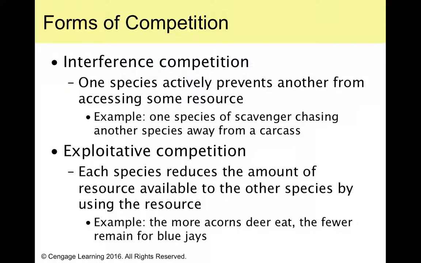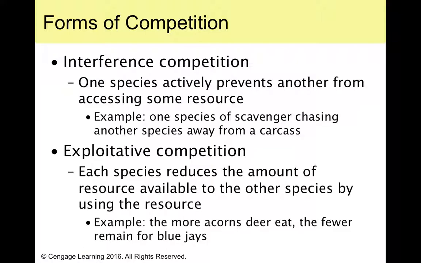Your book has a really cool picture of three scavengers on a carcass. There's an eagle, there's a fox, and there's a magpie flying by. The fox tries to run in for the carcass, and the eagle is actively attacking it with its claws, and it chases the fox away. So we have to exclude that other competitor from a resource that we want.